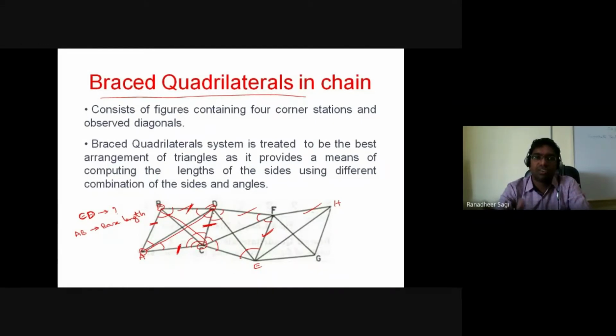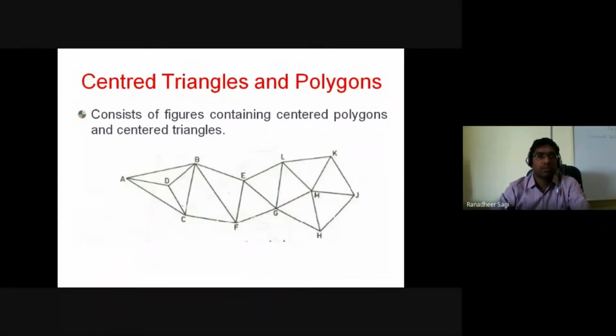That's your centered figure layout, or your braced quadrilateral layout. You have got 2 or more possible ways by which you can go on to calculate the so-called unknown that you are looking at. So that's going to be the advantage of these 2 other layouts when compared to that of your series of triangles which are represented.